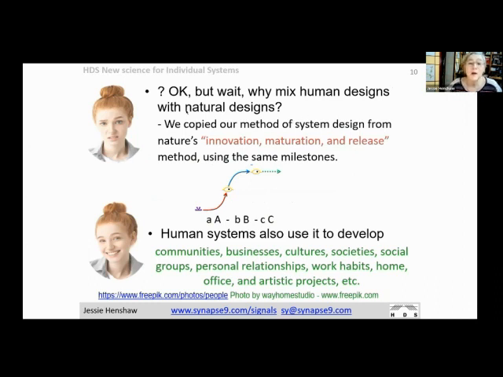Okay, but wait, why mix human designs with natural designs? It appears that we copied our method of system design from nature using the same three-part story of innovation, then maturation, then release, having the same milestones as natural growth for an office project. For example, you start with a brainstorm and it gets accepted and refined, and then implemented and made ready to be released into the world and then operated in its mature state. For the communities, businesses, cultures, societies, social groups that we organize and develop around us.